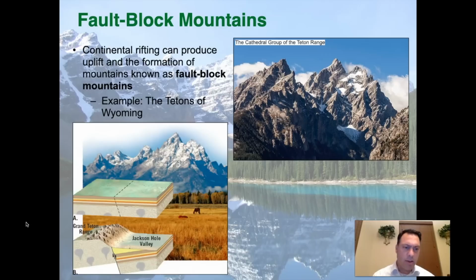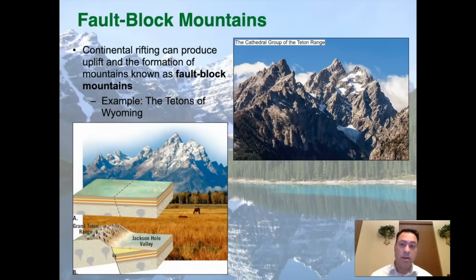Now, paradoxically, you can actually form mountains not through compression, but by pulling the mountains apart, or by pulling the continents apart through continental rifting. This is just kind of another way to do things. And we've actually mentioned this in a previous lecture when we talked about the formation of detachment faults, half-grabens and grabens, and you can form very large, very tall mountains in this way. So continental rifting, it turns out, can produce uplift and the formation of mountain blocks called fault block mountains.